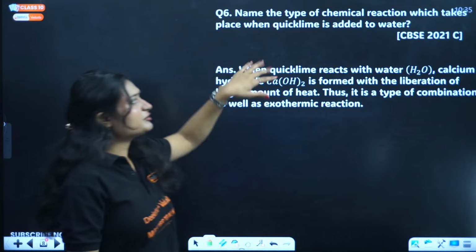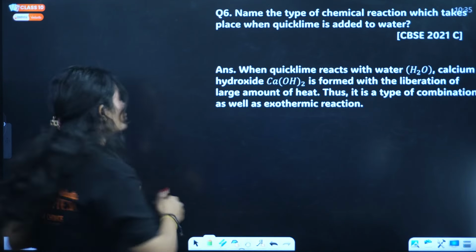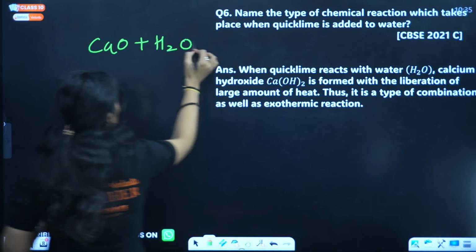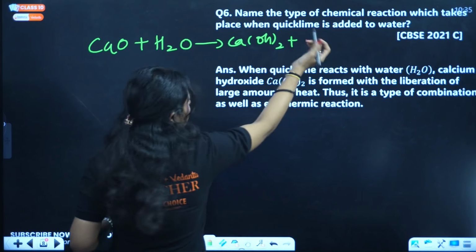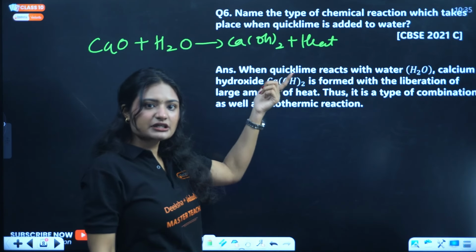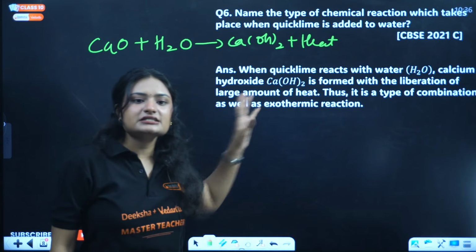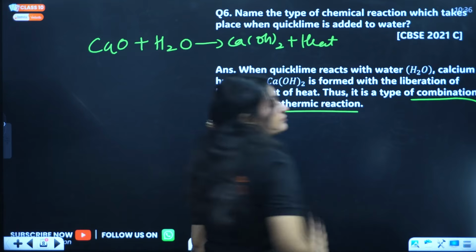Name the type of chemical reaction which takes place when quicklime is added to water. What is quicklime? Calcium oxide is added to water. What do we get? We get calcium hydroxide, plus lots of energy is released, plus heat is released. So that means it is an exothermic reaction. Also, what is this reaction? Combination reaction. It is a combination reaction as well as an exothermic reaction, my dear kids.